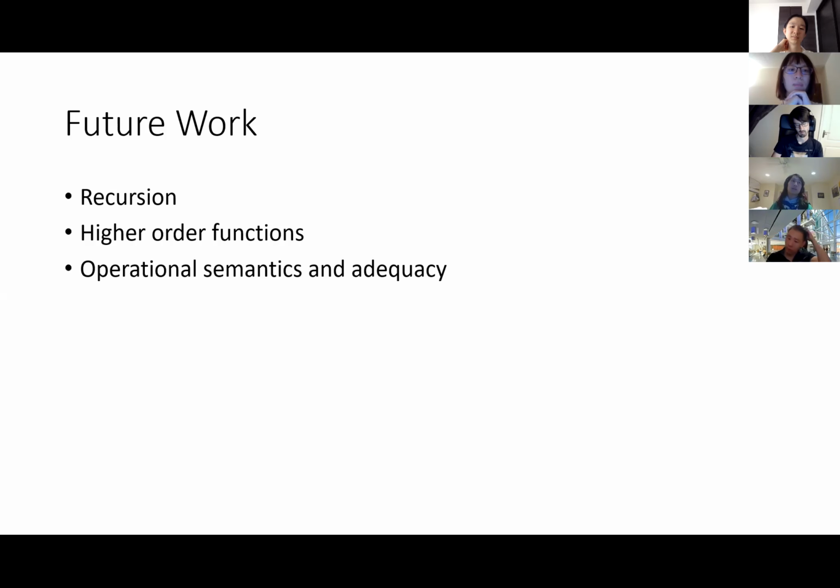And operational semantics and adequacy is the other thing that we're working on. This is probably harder than recursion and higher order functions, because we would then need to operationally deal with integration, and that is a very, very difficult problem that I'm not sure how to deal with.